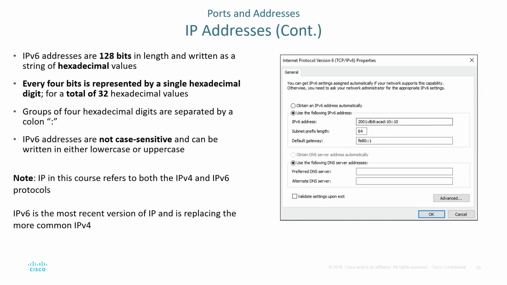Now again, this is how you do it in IPv6. IPv6 is 128 bits in length, written as a string of hexadecimal. So every 4 bits is represented by a single hexadecimal digit for a total of 32 hexadecimal values. There are groups of 4 hexadecimal digits that are separated by a colon.